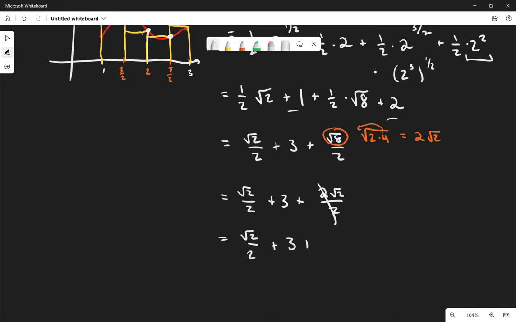Got 3, and I have root 2. And now I can combine these. 3 halves root 2, because I have 1 and I have a half. So 3 halves root 2 plus 3. But at any point you could have stopped here and it would have been correct. So there we go, that's it.